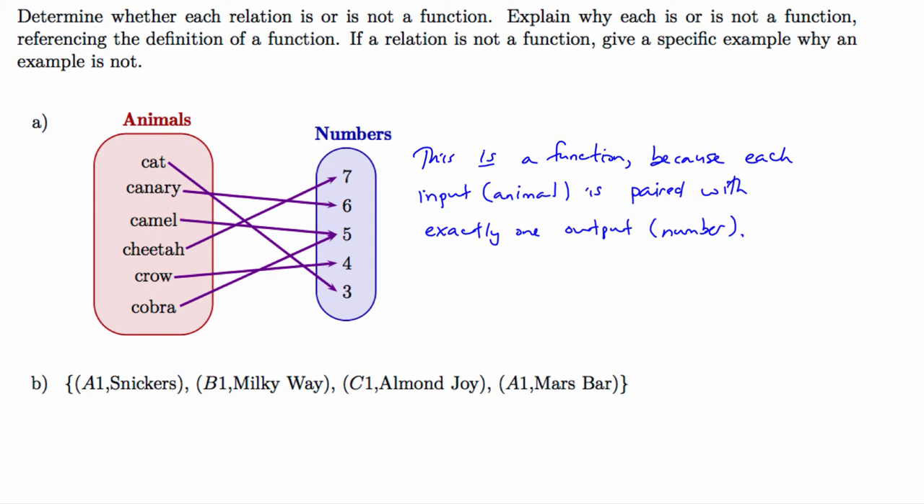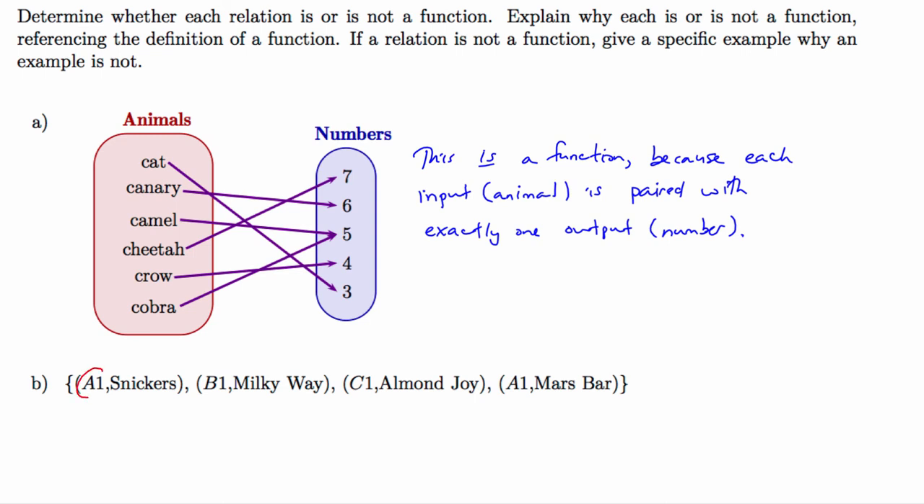In the second example, part B, we have a set of ordered pairs. We have A1, Snickers, B1, Milky Way, C1, Almond Joy, and A1, Mars Bar. To determine whether this is or is not a function, we need to figure out, for each input, is there exactly one output? For each x value, is there exactly one y value that it's been paired with?